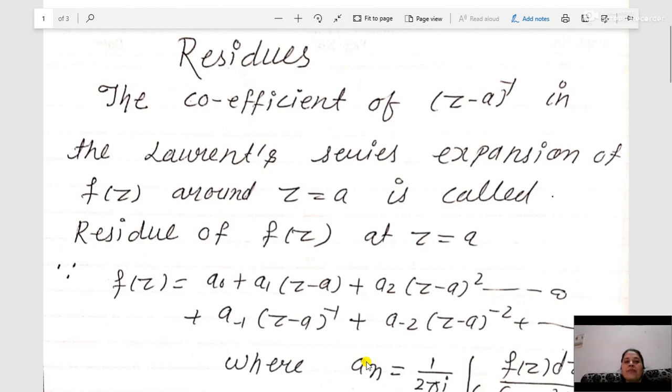Good morning. So in this video lecture, you are going to understand residues in complex analysis. The coefficient of (z minus a) inverse in the Laurent series expansion of f(z) around the singular point z equal to a is called the residue of f(z) at z equal to a.